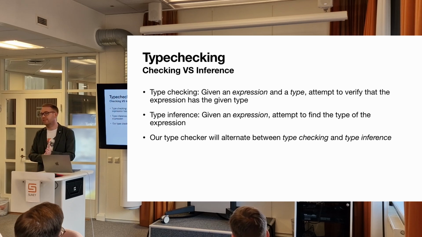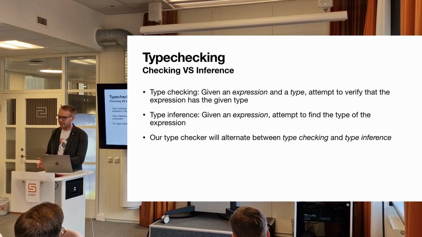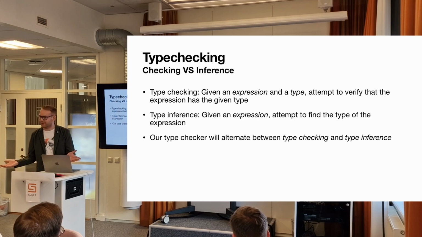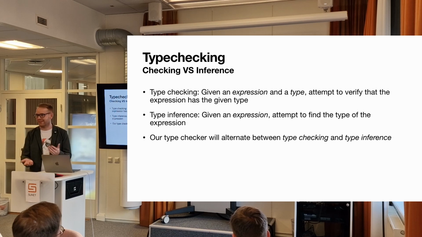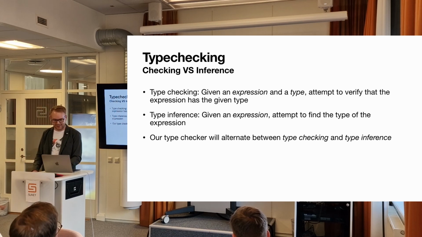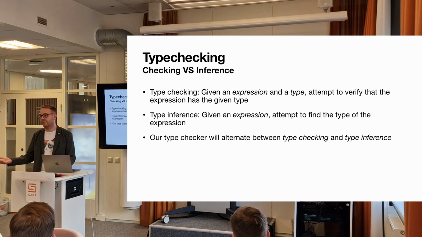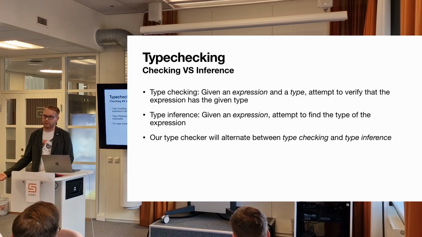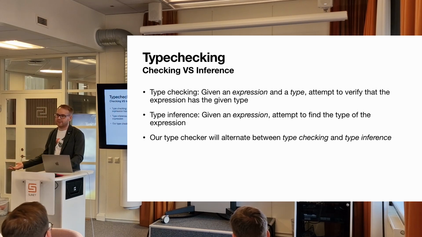Also, there's a difference between type checking and type inference, which can be kind of confusing. And I'm also going to confuse them from time to time, probably. So if I use them a bit interchangeably, you know why. Type checking is basically: given a target type, check that the term conforms to this type. Whereas type inference is: given a term, try to deduce what type this term has. And our type checker will alternate between these two modes.